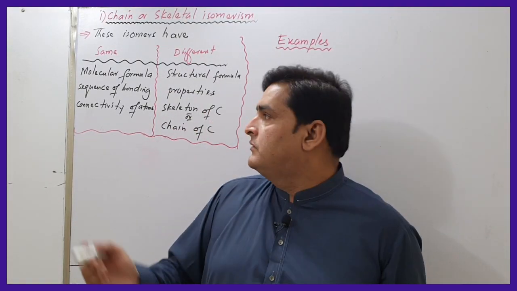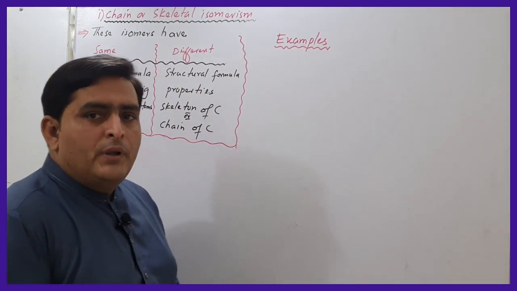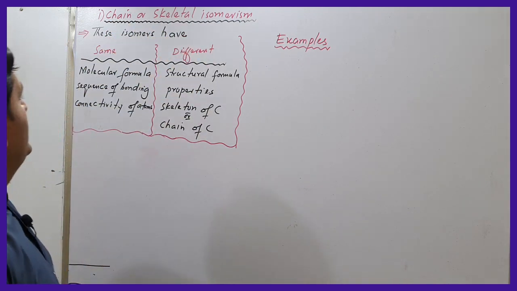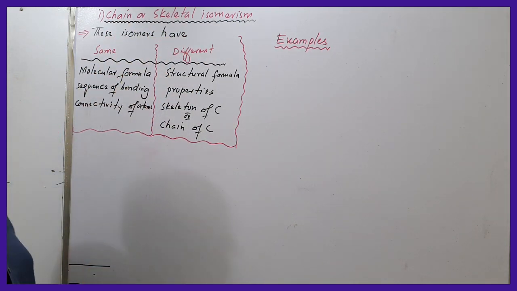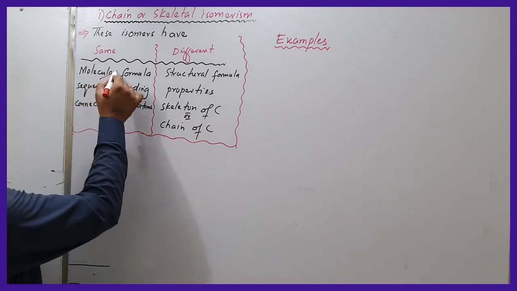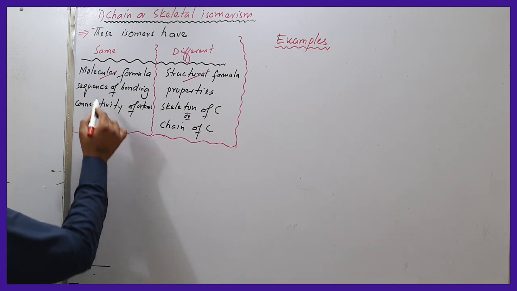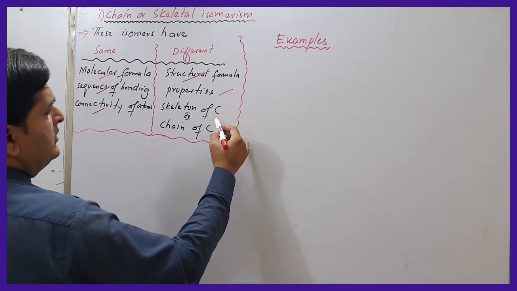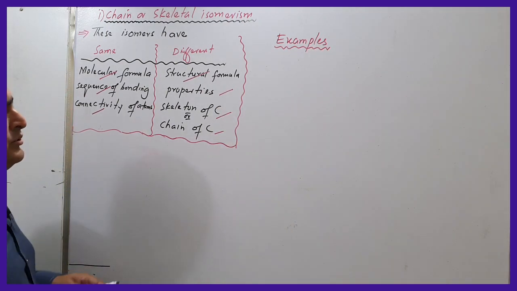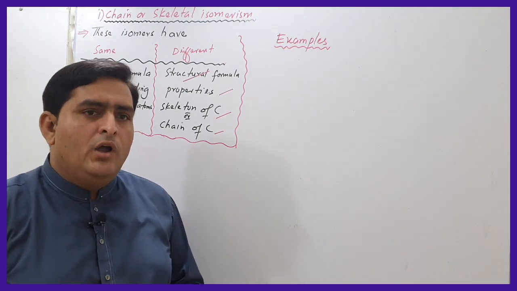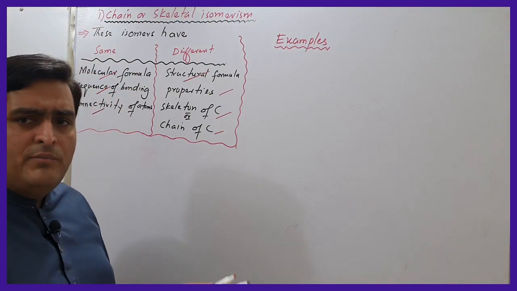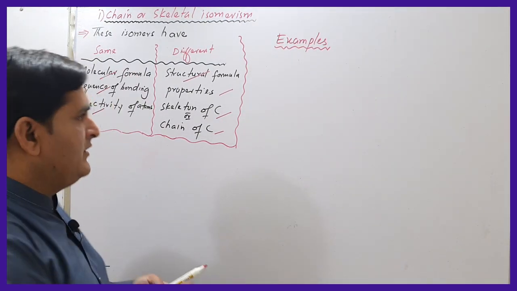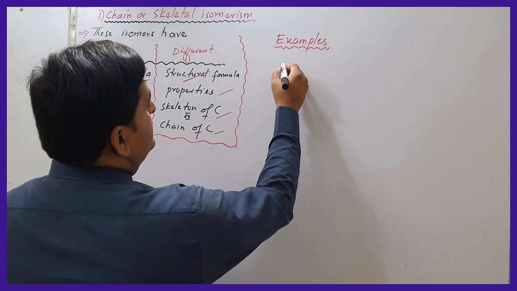So guys, here we are with the first type of constitutional isomerism, and the first type is chain or skeleton isomerism. These isomers have the same molecular formula but different structural formula, the same sequence of bonding, the same connectivity of atoms, but different properties due to different skeleton or chain of carbon. They are compounds having the same molecular formula but different physical or chemical properties due to different skeleton of carbon. For example, here we have butane.